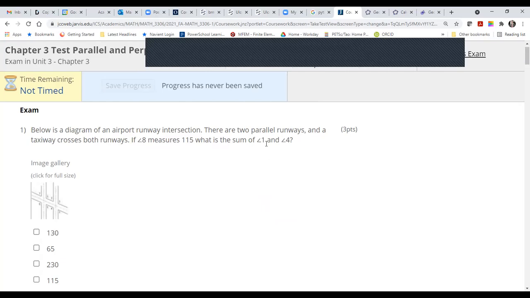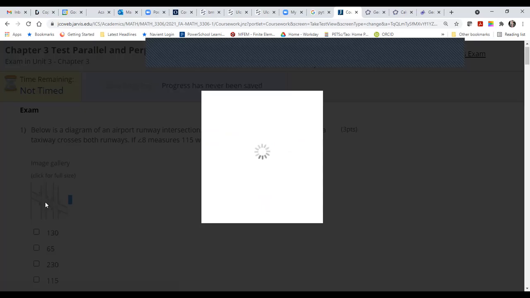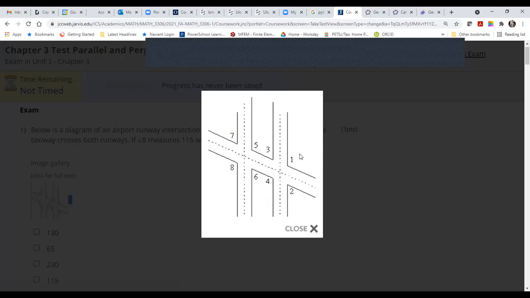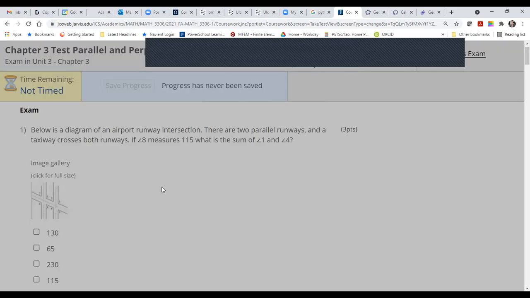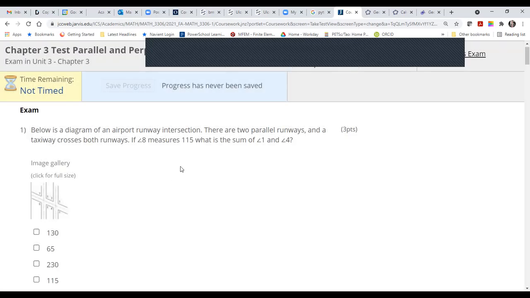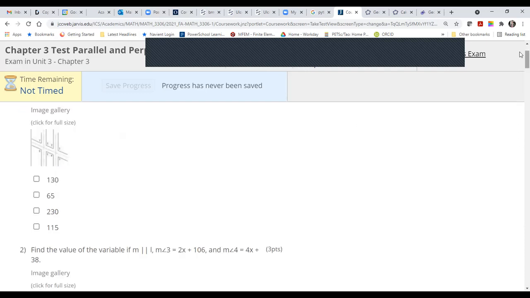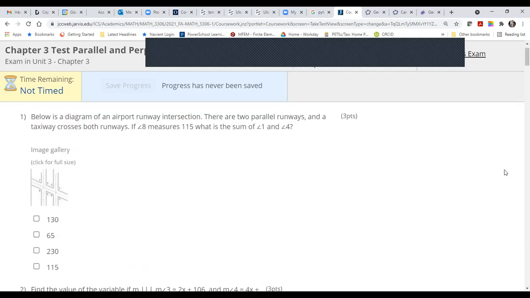What is the sum of angle 1 and 4? Okay. So angle 1 and 4, this one here. So what is the sum? Right. You know how to find it? I think so. Okay.